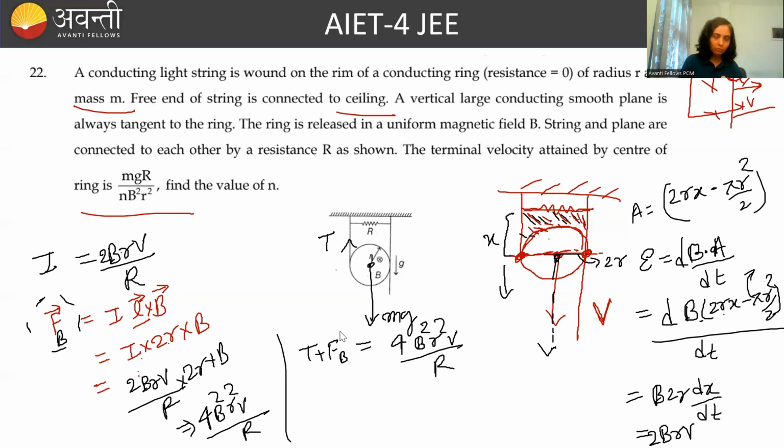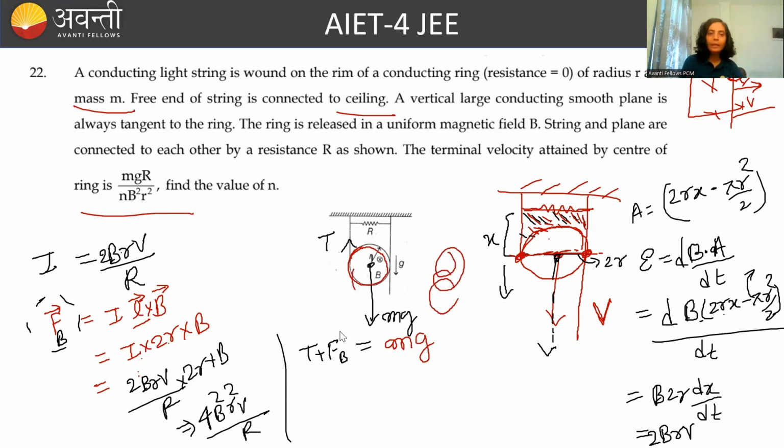Now the tension force we don't know. T plus FB will be equal to mg, right? I've written it wrong here, so let's equate it to mg. Now from here we can't find the value of B because we don't know T. We need to calculate T. If this ring is falling down with terminal velocity, it means constant velocity, so its acceleration is 0. And if it is moving with constant velocity, it will also go in the circle, it will come down like this.